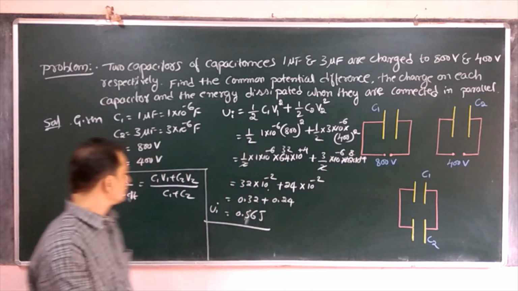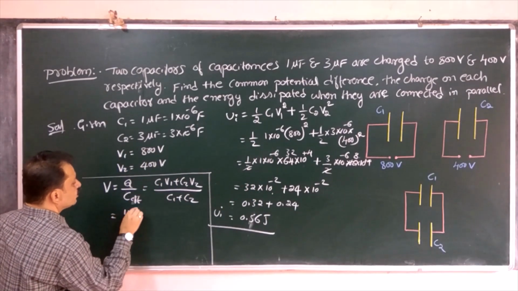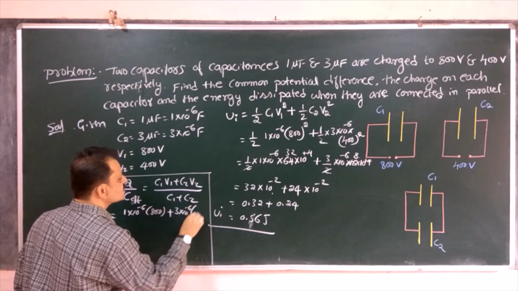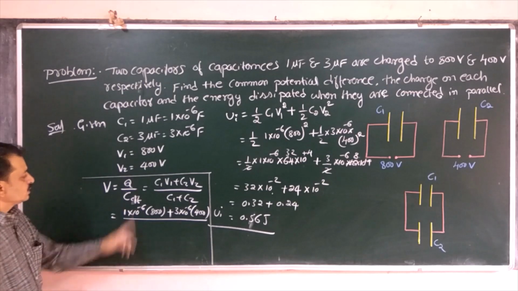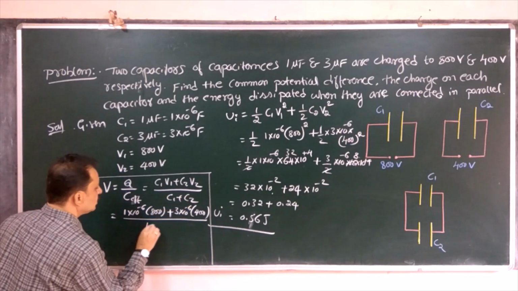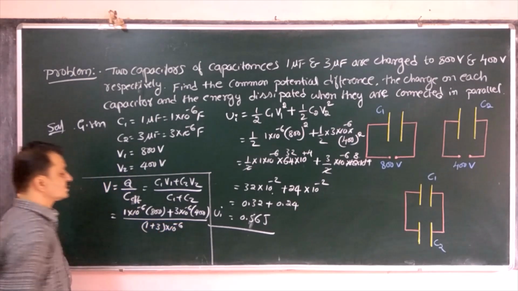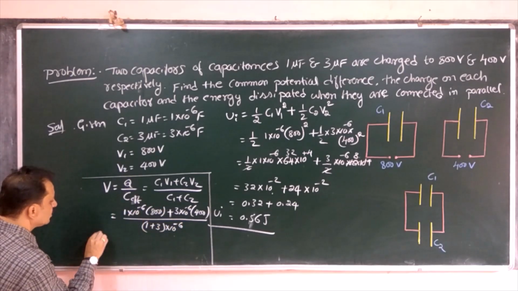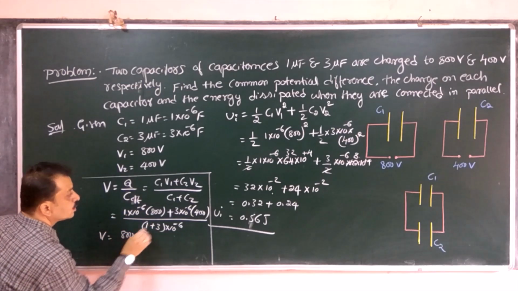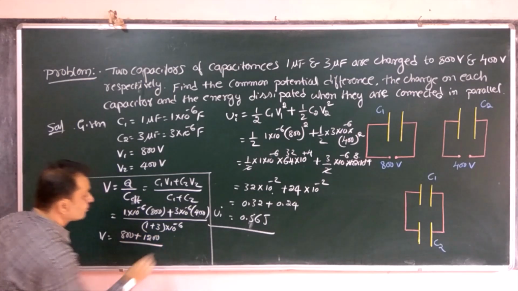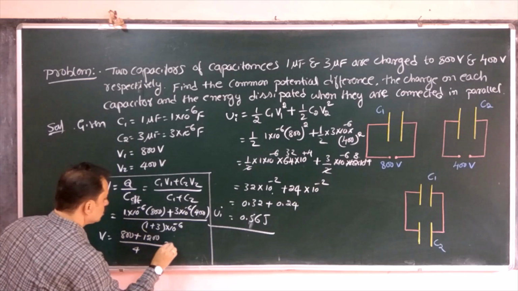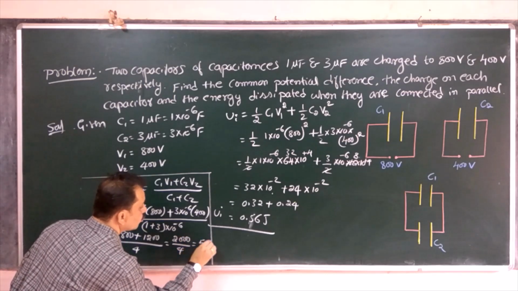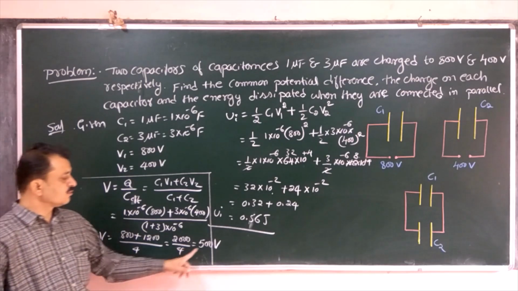when two capacitors are connected in parallel connection. Now substituting the values, C1 is 1 into 10 to the power of minus 6, V1 is 800, plus C2 is 3 into 10 to the power of minus 6 into 400, divided by effective capacitance C1 plus C2, that is 1 plus 3 into 10 to the power of minus 6. Now 10 to the power of minus 6 in numerator and denominator cancels. Therefore V is equal to 800 plus 1200 divided by 4. 800 plus 1200 becomes 2000 divided by 4, that is equal to 500 volts. The common potential becomes 500 volts.